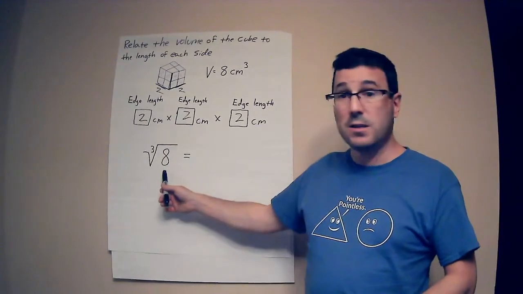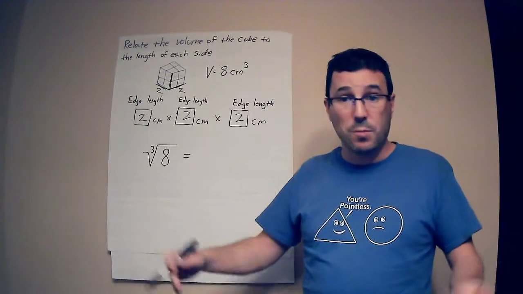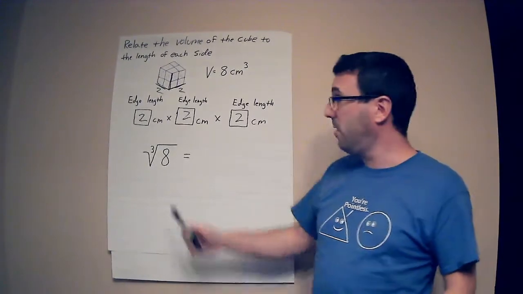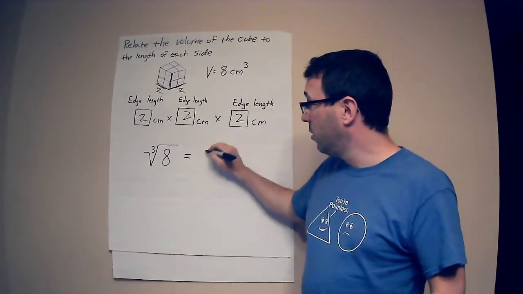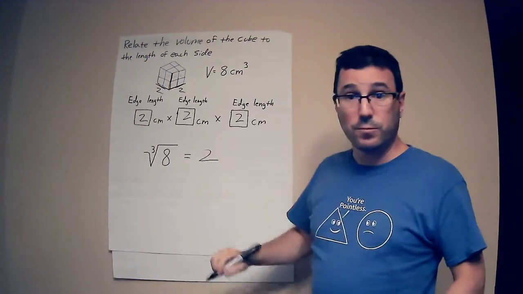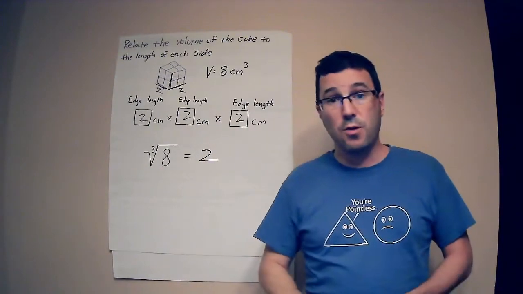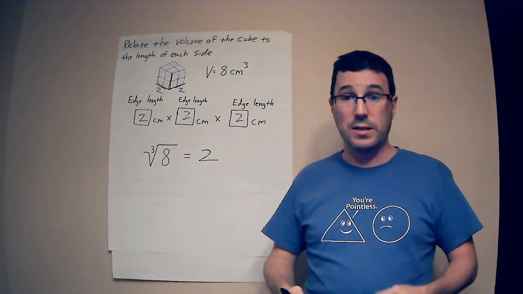So really what this is saying is, what number multiplying itself and then multiplying itself again gives you 8? Well, 2. So the cube root of 8 is 2. 2 times 2 times 2 is 8.